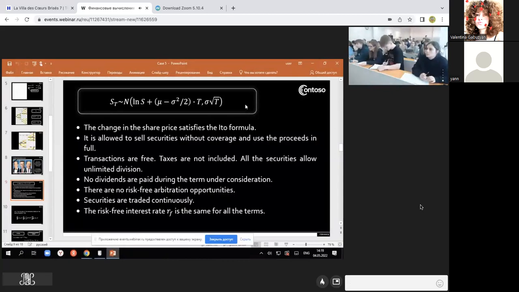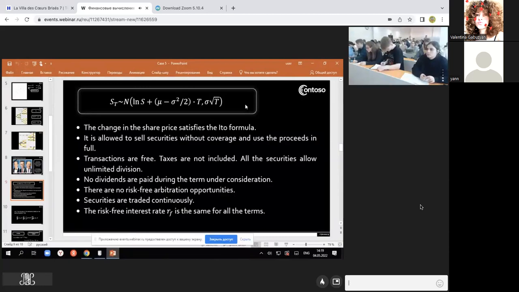Okay, so we have these assumptions. If you want to get some additional information, you can take the Black-Scholes-Merton formula, or you can open Hull's book, because it's an absolutely amazing book about derivatives, and you can find more information about this formula. Of course, I'm not going to prove it.